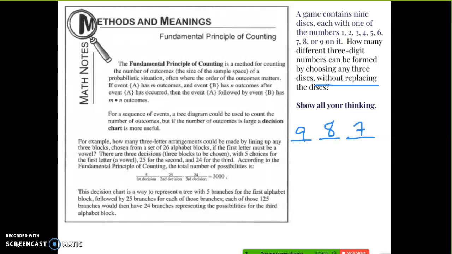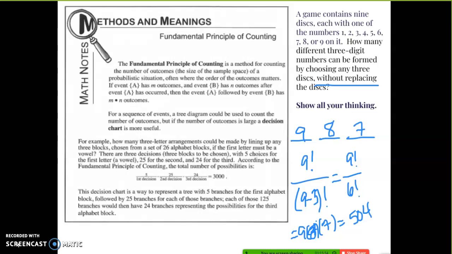So using the formula that we learned for permutations without repetition: number of possible outcomes factorial over number of possible outcomes minus the number of pulls, number of draws, factorial. That's the same thing as 9 factorial divided by 6 factorial, which is the same thing as 9 times 8 times 7, which is 504.